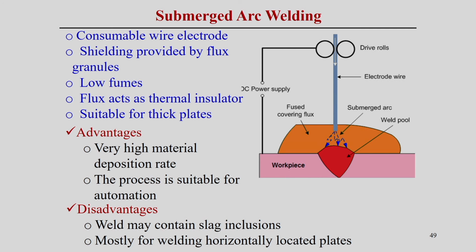Disadvantage: the weld may contain slag inclusion. This is a common disadvantage, a common kind of defect we normally find in submerged arc welding and shielded metal arc welded structures, and it is mostly used for welding horizontally located plates.